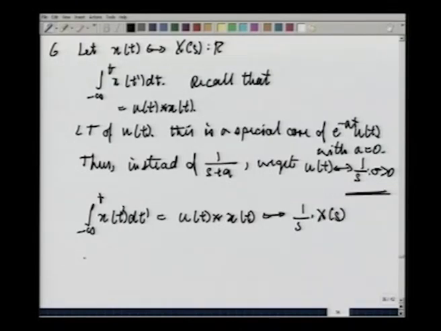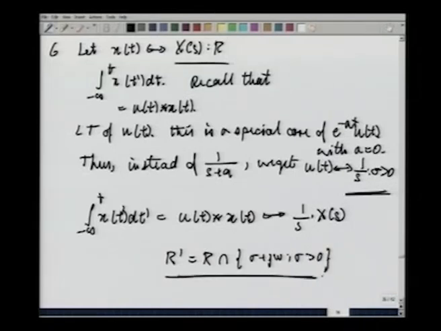Now, what is the ROC? The ROC is the intersection of the ROC of X(s) with the right half of the s plane, which is the ROC for this. So, R' equals R intersection the set sigma plus j omega for sigma greater than 0. That is the ROC of the running integral, and that gives you the expression for the Laplace transform of the running integral.